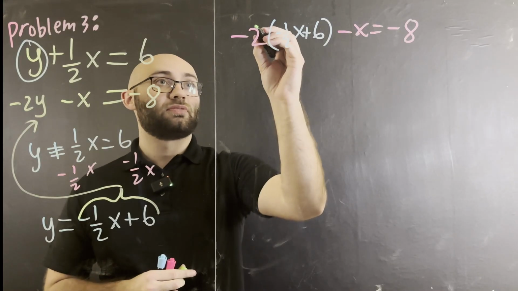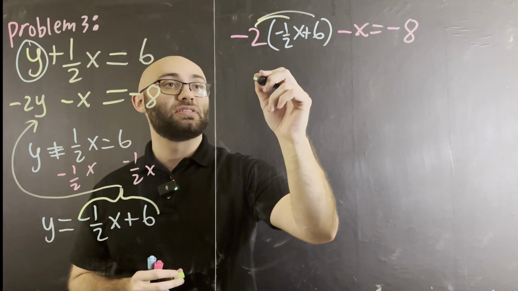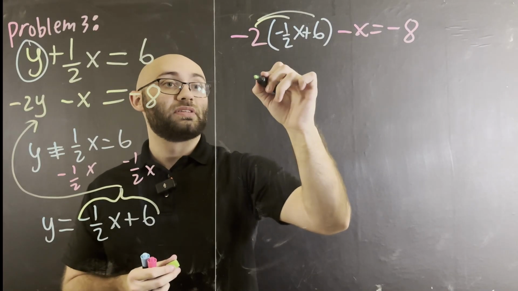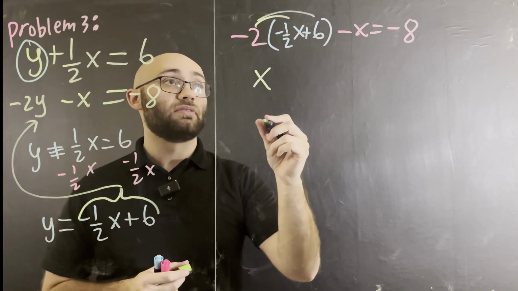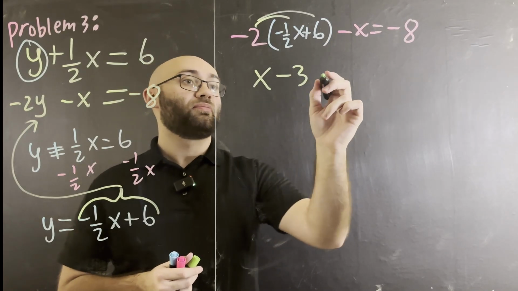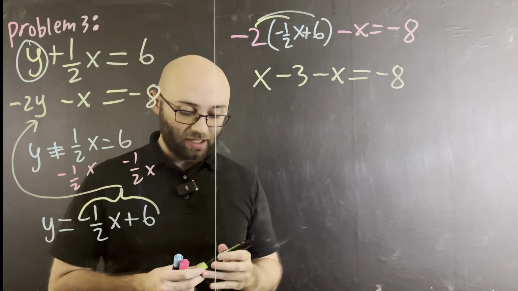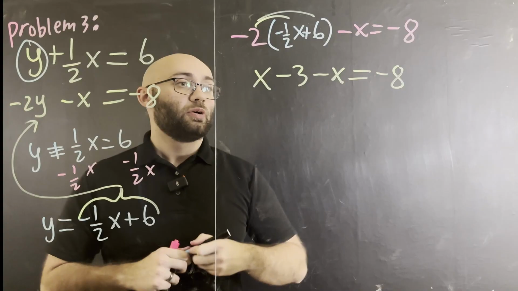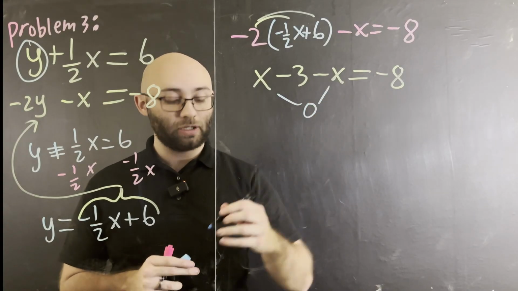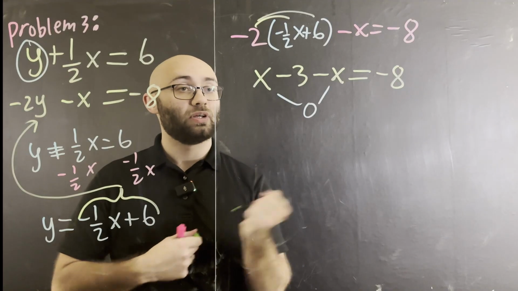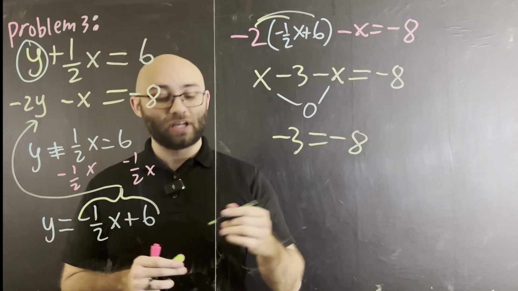So let's distribute this negative 2 in. Negative 2 times negative 1/2 gives me positive 1, so this is going to be x. Negative 2 times 6 is negative 12, so minus 12 minus x, and that is equal to negative 8. Okay, let's combine like terms. We can combine our two x's. So x minus x gives us 0. So our x's actually just disappear. That's kind of nice, right? Negative 12 is equal to negative 8, and we stop there.